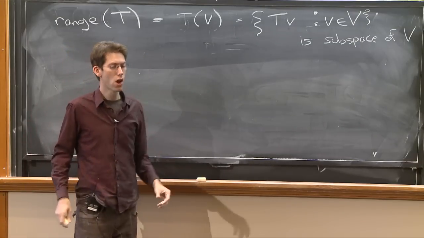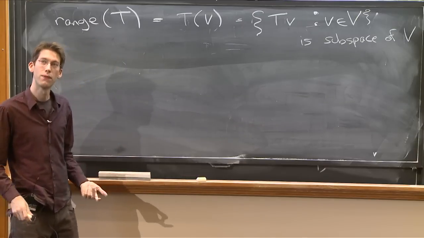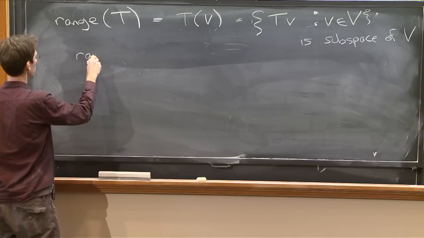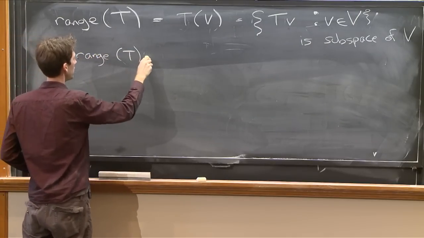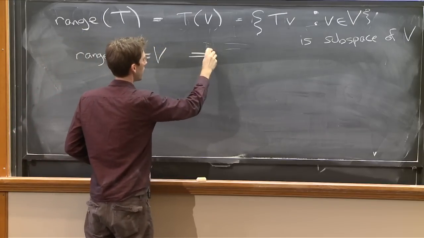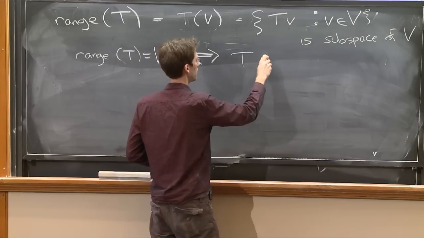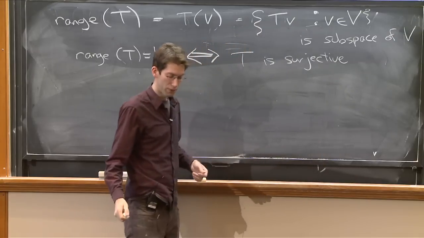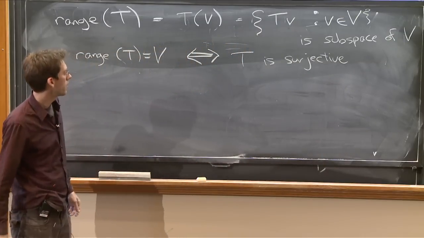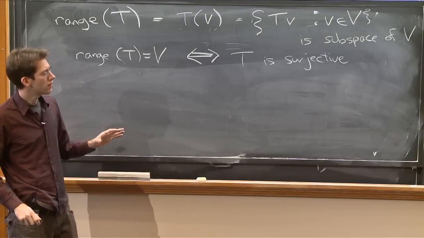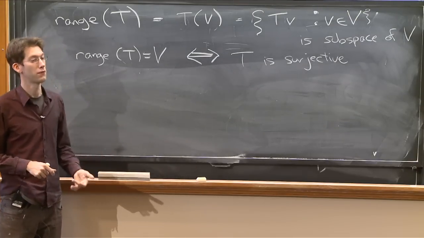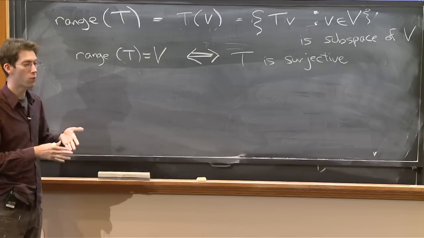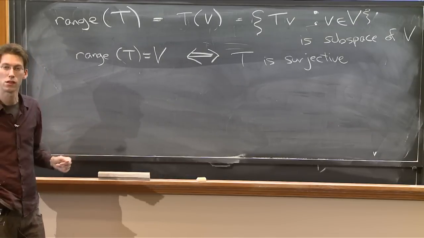So whereas the null space determined whether T was injective, the range determines whether T is surjective. So the range of T equals V if and only if T is surjective. And here, this is simply the definition of being surjective. It's not really a theorem like it was in the case of T being injective. Here, that's really what it means to be surjective, that your output is the entire space.